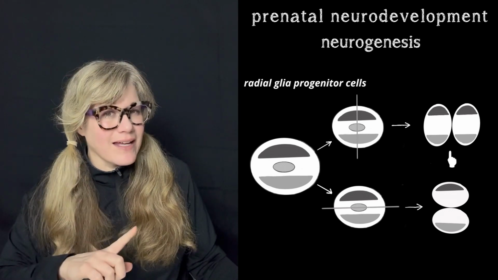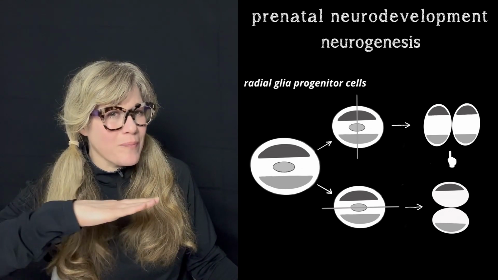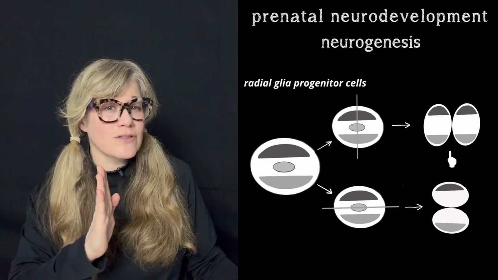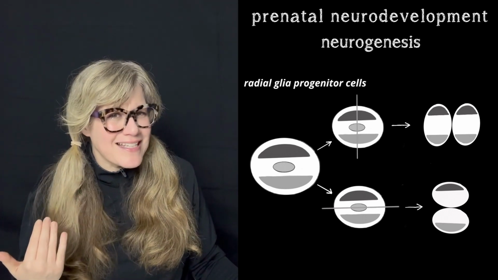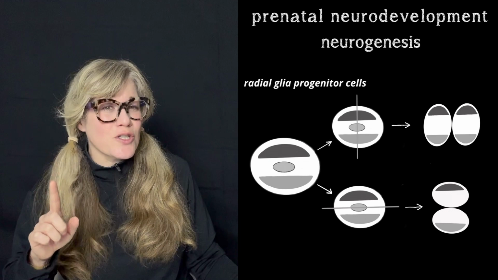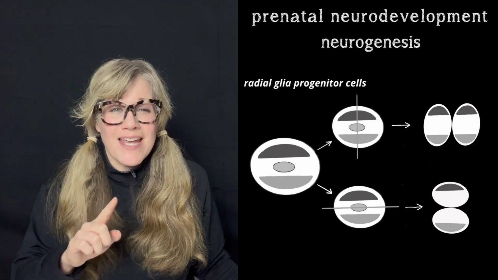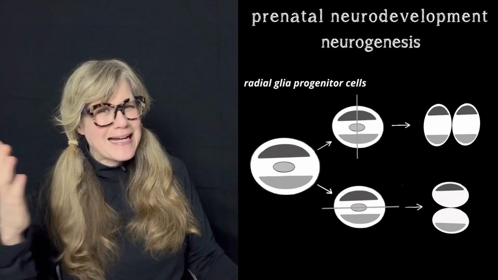And to clarify, I mean the plane of cleavage will be either parallel or perpendicular to the ventricle layer. But why are they doing this? Because this will determine each of the daughter cells' fate. Yes, fate. We are back to fate.